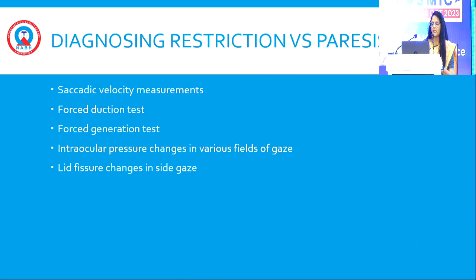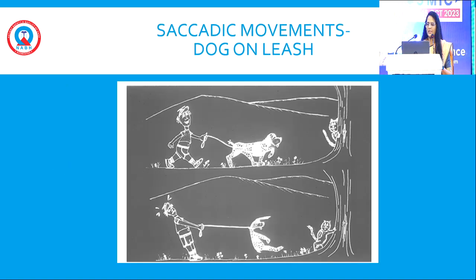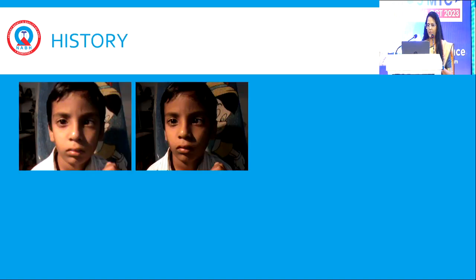So for diagnosing restriction versus paralysis, we have to know saccadic velocity measurements, forced duction test, force generation test, IOP, and lid pressure changes in side gaze. And we all know about the dog on leash phenomenon.